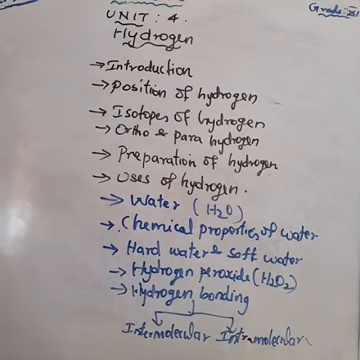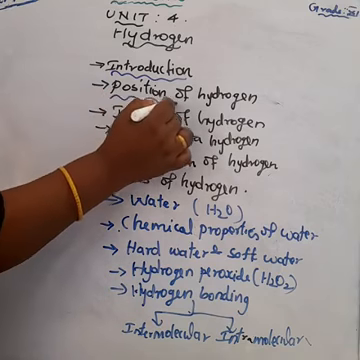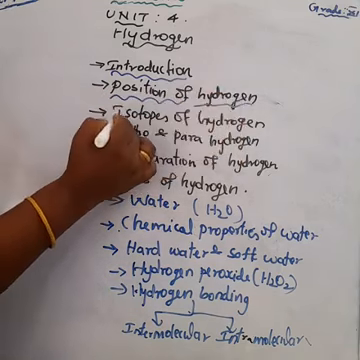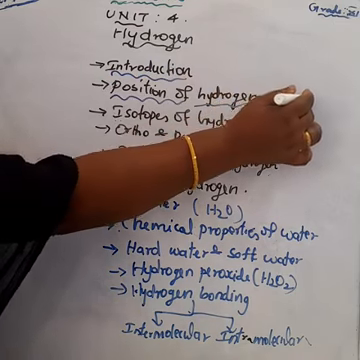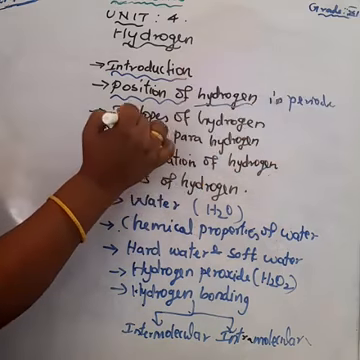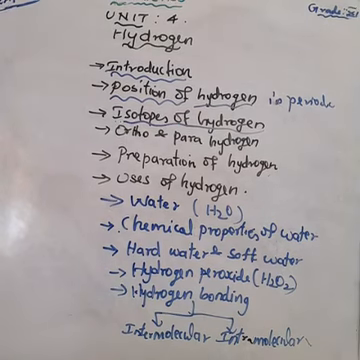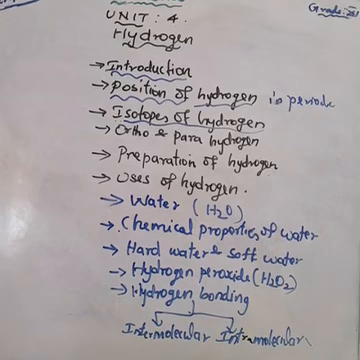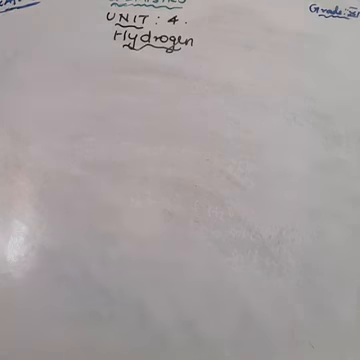Okay, today we are going to study the introduction about hydrogen and its position in the periodic table. Which position does hydrogen occupy in the periodic table, and isotopes of hydrogen. These three topics today we are going to study. Listen carefully, take notes. Very important lesson. First, introduction about hydrogen.